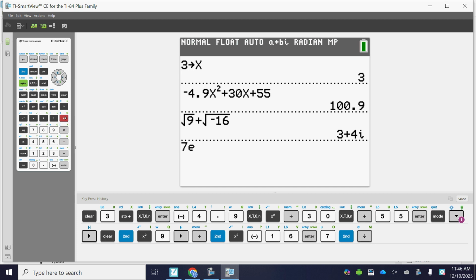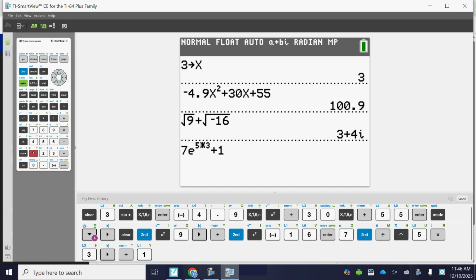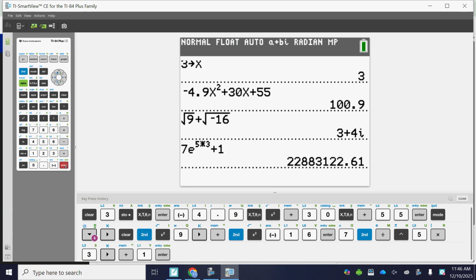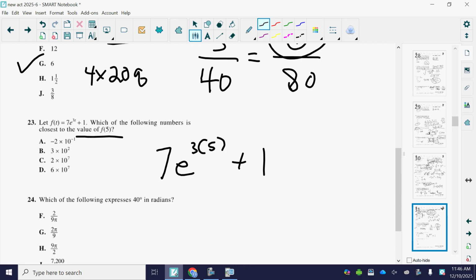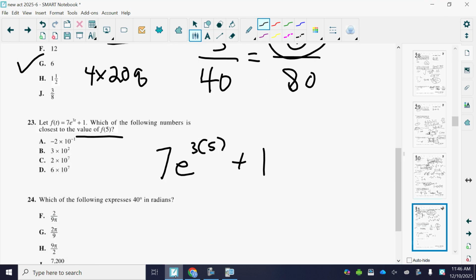To the power, what was it, 5 times 3? And then a plus 1 on the outside. So that was giving me a very large number, 22883122, and let me guess, the answers are in exponents. So how do you do exponents? You count backwards. 1, 2, 3, 4, 5, 6, 7. So it would be 2.2 times 10 to the 7.